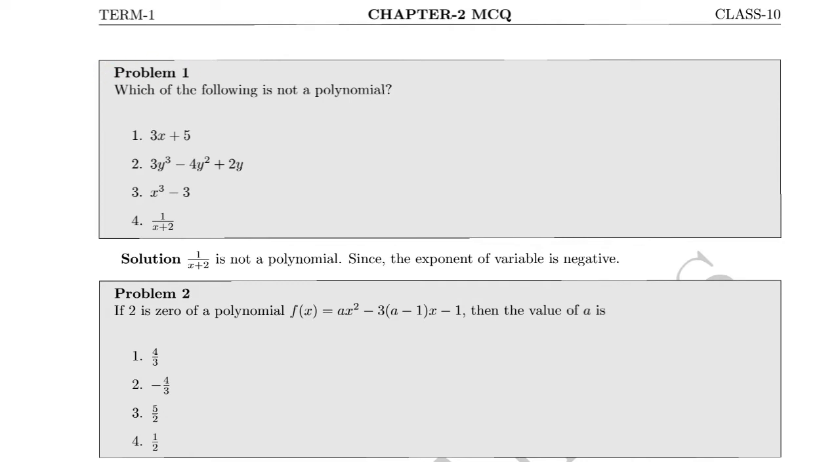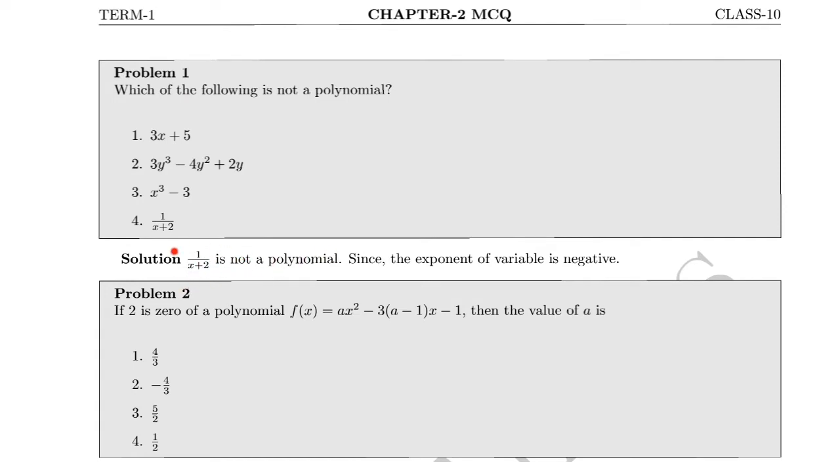Here's problem 1, which says: which of the following is not a polynomial. There are four options. The first option is 3x plus 5, the second option is 3y cube minus 4y square plus 2y, the third option is x cube minus 3, and the fourth option is 1 upon x plus 2. The question asks which of the following options is not a polynomial. Let's see the solution here. The solution is that 1 upon x plus 2 is not a polynomial.